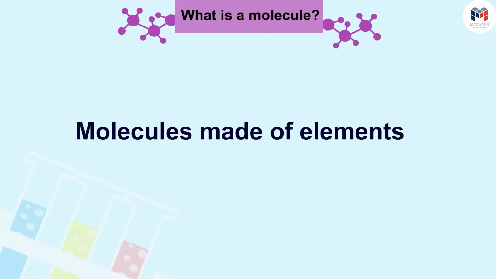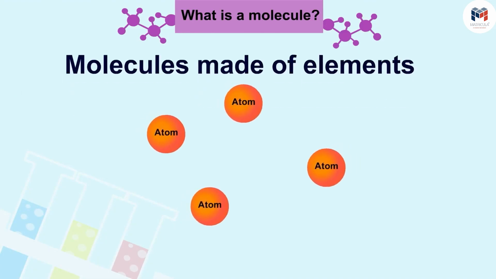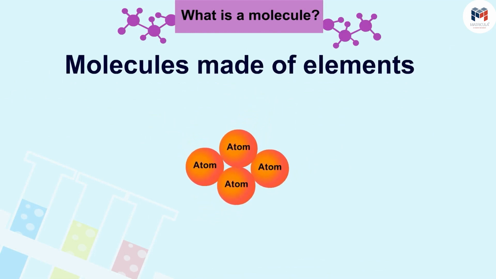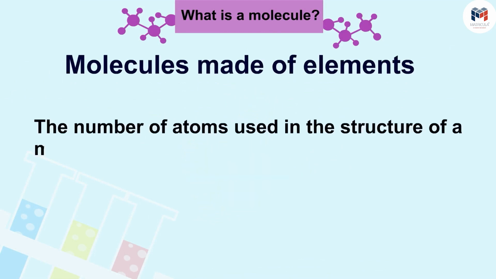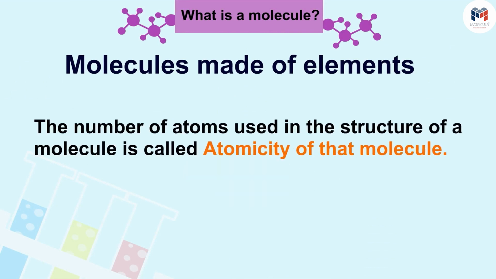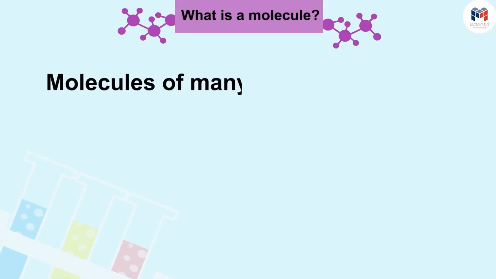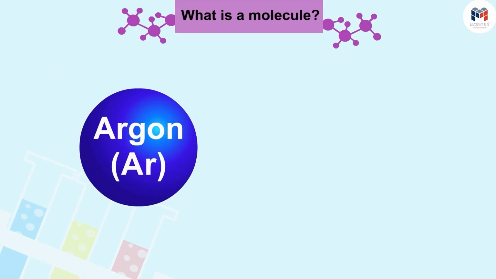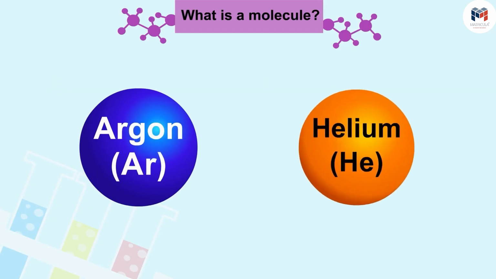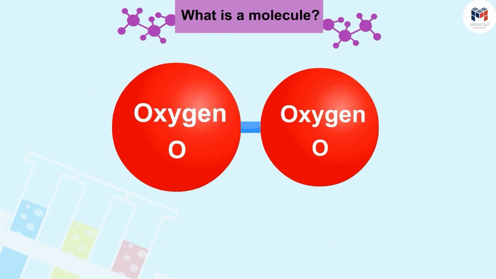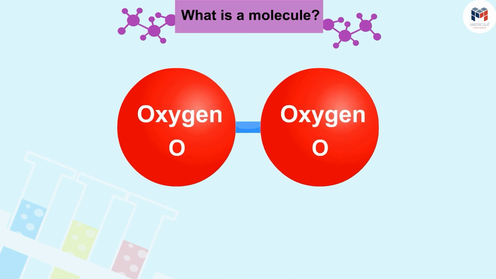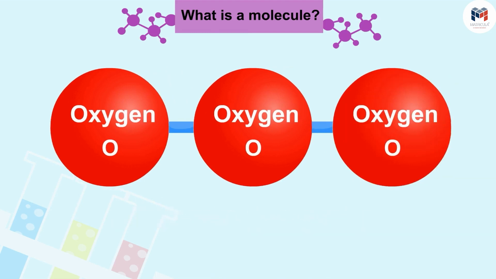Let us first learn about the molecules made of elements. The molecules of an element are structured by the same type of atoms. The number of atoms used in the structure of a molecule is called atomicity of that molecule. Molecules of many elements such as argon, Ar, helium, He, etc. are formed by only one atom of the same element. But this is not the case in most nonmetals. For example, a molecule of oxygen consists of two atoms of oxygen and hence it is known as a diatomic molecule. Similarly, when three oxygen atoms combine, we get ozone.